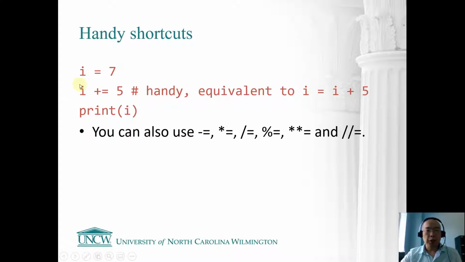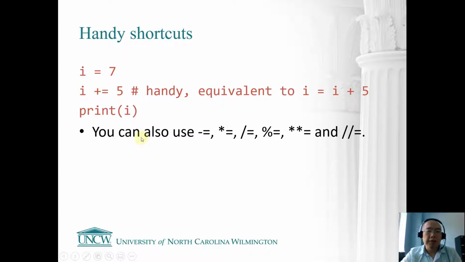i equals 7. So I created a variable i and the value is 7. And then I do i plus equals 5. And I say it's handy, and it's equivalent to i equals i plus 5. So i plus 5, and then we are putting the value to i again. That's important. So we use i's value, we add a 5, and then we get the sum and then put it back into the variable i again.